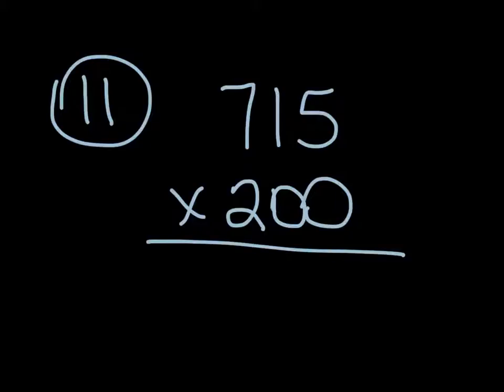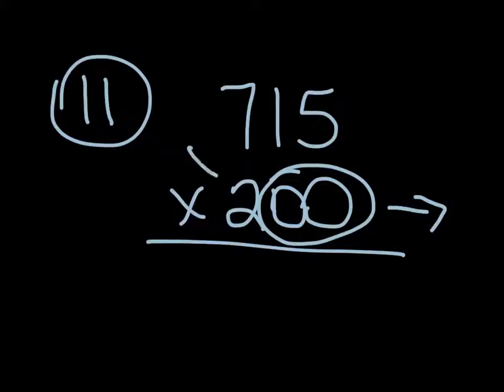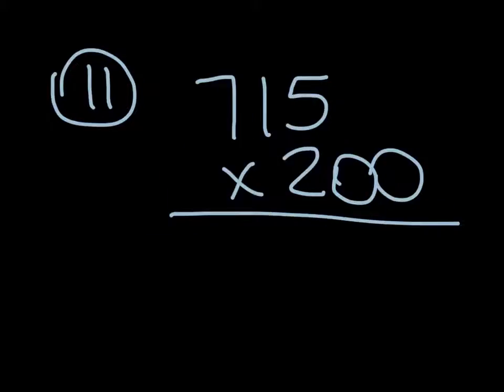Number 11, you have 715 times 200. I'm going to show you a little trick that you can do so that you can eliminate the zeros. Anytime you have zeros at the end of a number, you can just move them over this direction. That way all you have to do is multiply it by 2. Okay, so I went ahead and rewrote it. When you do that, you just bring down the zeros, and then now you can just multiply by 2.